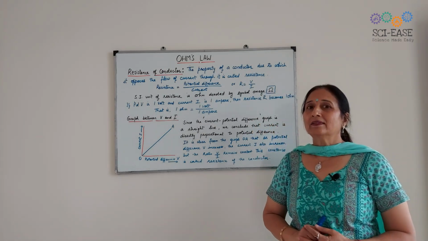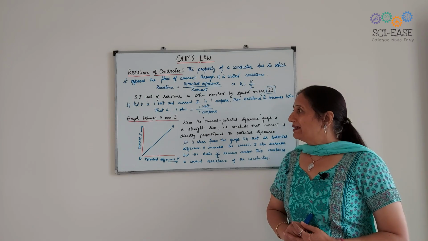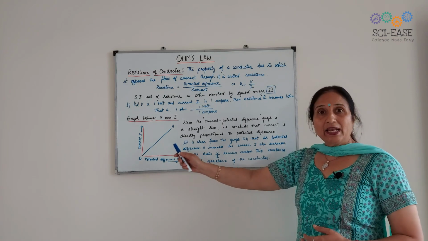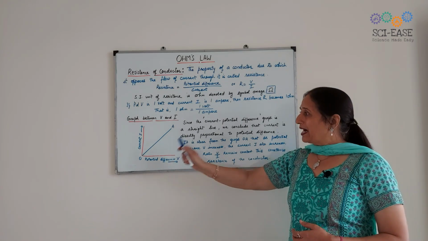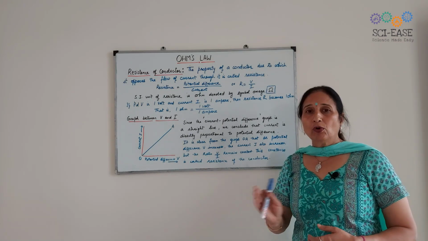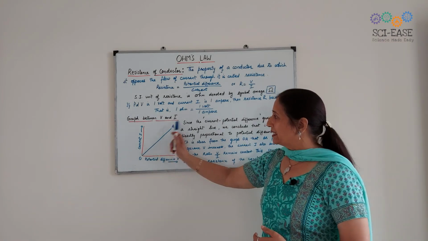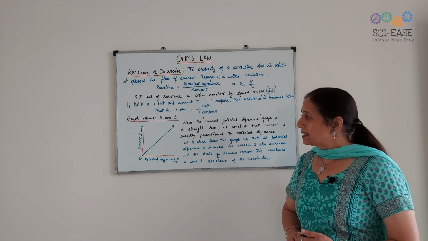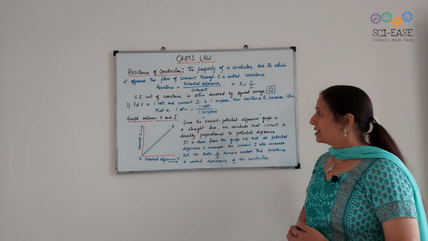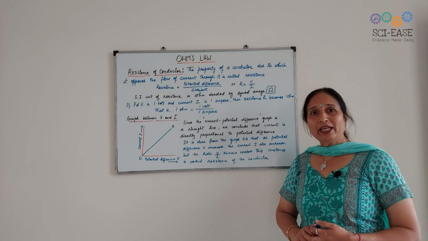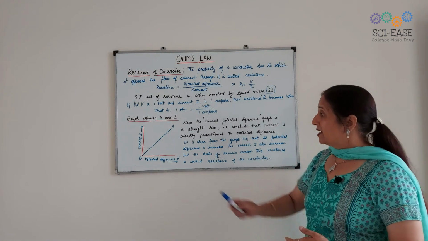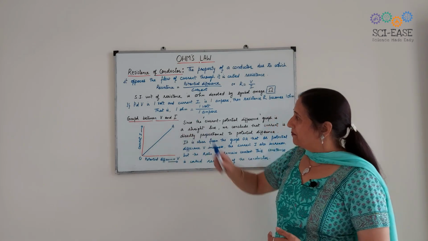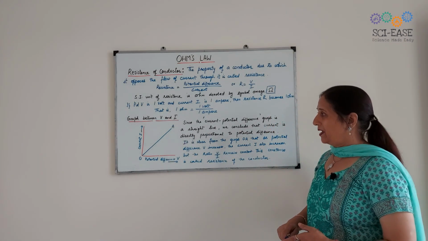Another thing I want to tell you is the graph between V and I. This is a very important graph, and during practicals also, when we prove Ohm's law, we get a graph like this. We will draw a graph between current and potential difference. That is why this is known as the current potential difference graph. So, here we will get the straight line OA.